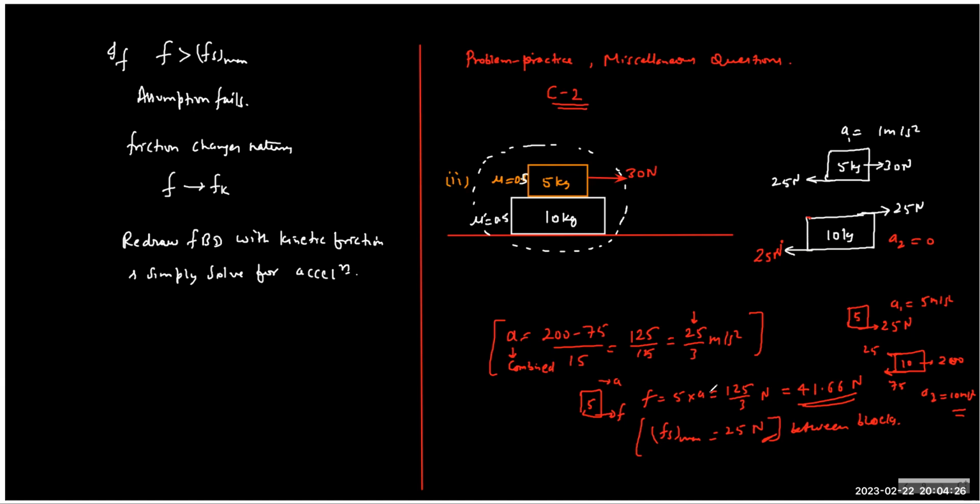So you understood the process? Let me explain the process. You assume first of all, you have to see whether it can move together. Sometimes at the very first we can say that it can't move together, because the opposing force is more than the applied force. And when they don't move together, you do the individual analysis. That's it.